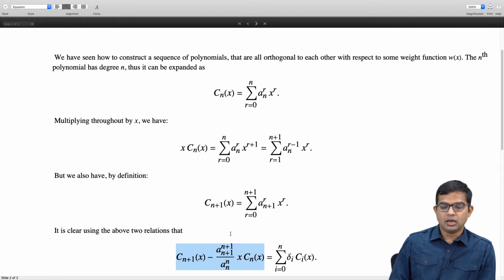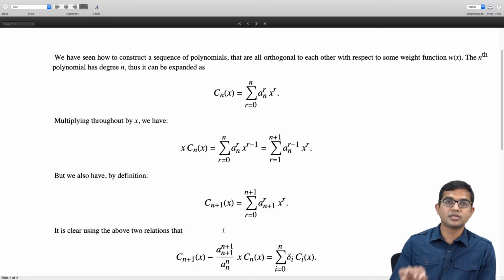So what we're doing is trying to peel off this highest order term, right? So we know that Cn plus 1 has this highest order term, which is given by when you put r is equal to n plus 1, and so that's going to be a_(n+1)^(n+1) and x to the n plus 1. So we want to come up with a way to remove this highest order term, the n plus 1 term. So the highest order term here is a_(n+1)^(n+1), and the highest order term here is when r is equal to n plus 1. So if r is equal to n plus 1, we get a_n^n.